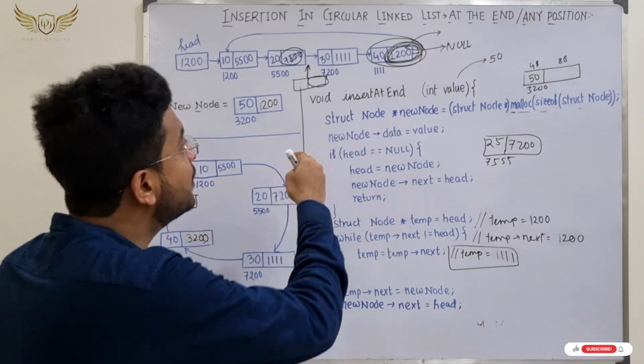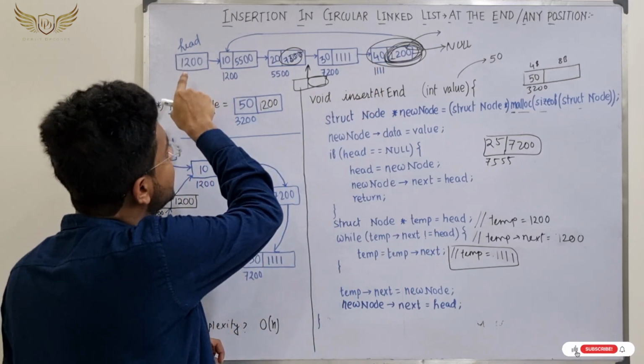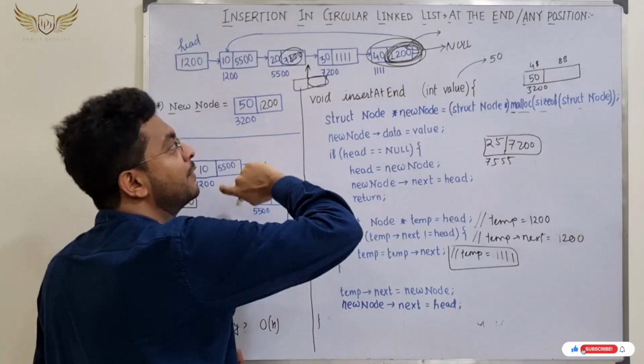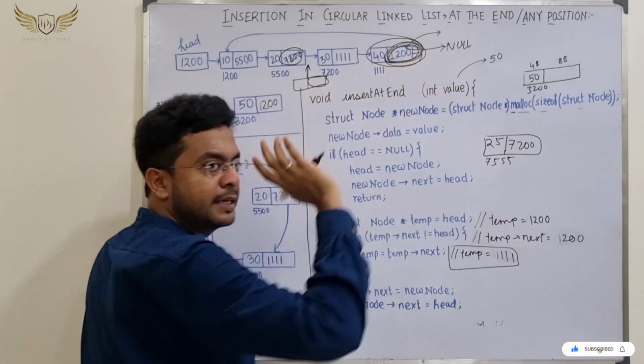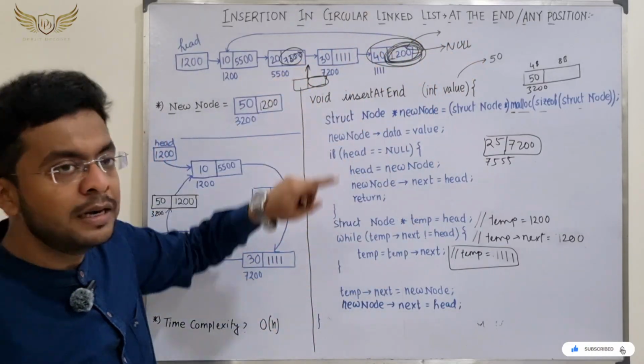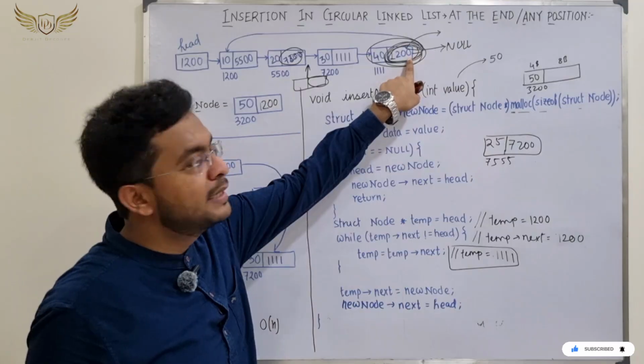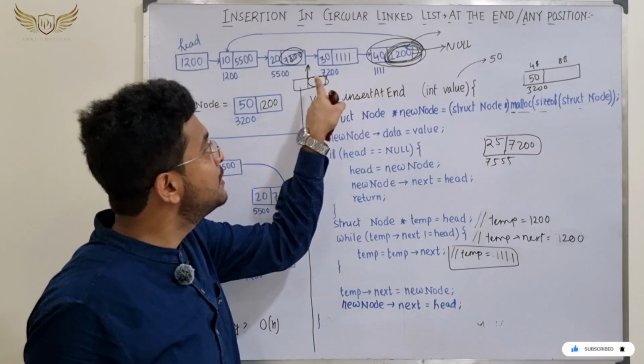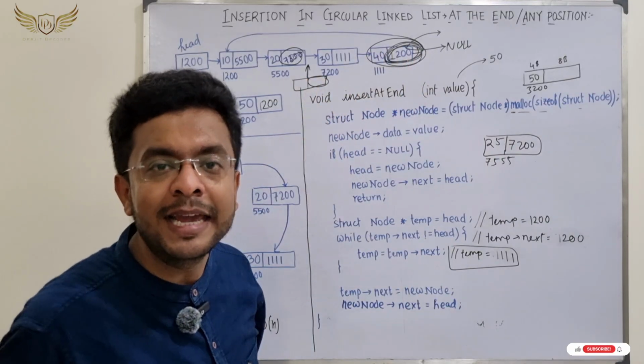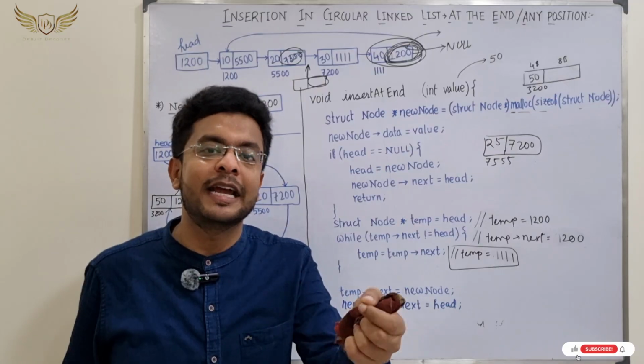Because we do not need to traverse to the end. Even if you are inserting at the beginning, we need to change it. If you are inserting at the end, we need to change it. But if we are inserting at the middle, we do not need to do anything with this. So this becomes absolutely similar to single linked list insertion at any position.